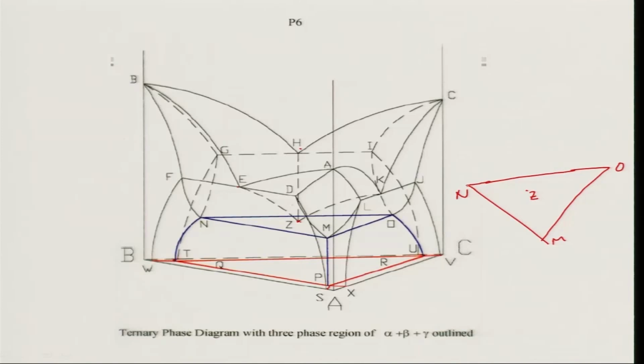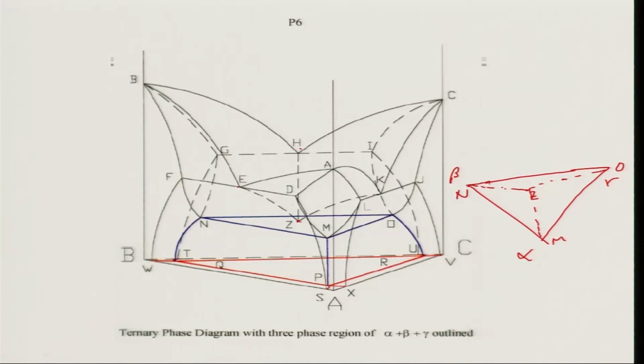So, each of these points will tell you the composition of beta, alpha and gamma, and this is the eutectic. So, one can join this and it will form a tetrahedron. Many times you will see this picture in the books. So, it looks like the liquid is dissociating into 3 phases, with compositions given by N, M and O, correct. That is how it looks.